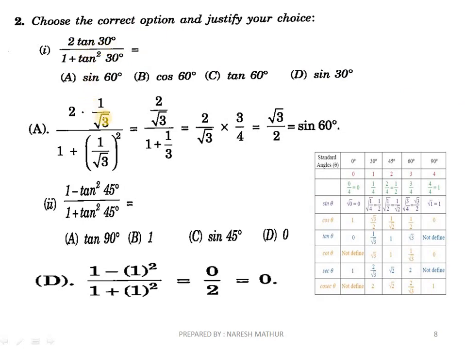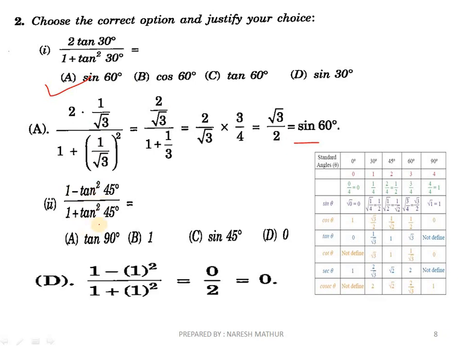So tan 30 is always 1 by root 3. Just check the value: 2 into 1 by root 3 upon 1 plus whole square of 1 by root 3. So after solving it, we'll get 4 by 3, that will be reciprocated as 3 by 4. So we are getting root 3 by 2 at the end, which is the value of sin 60. It means the value of A is right.